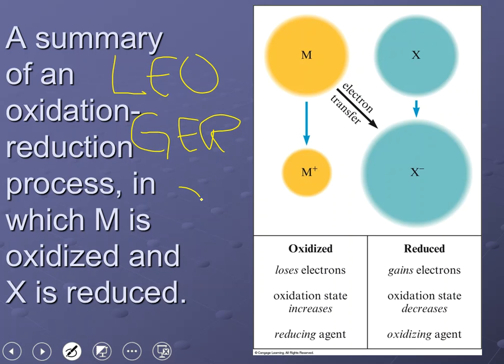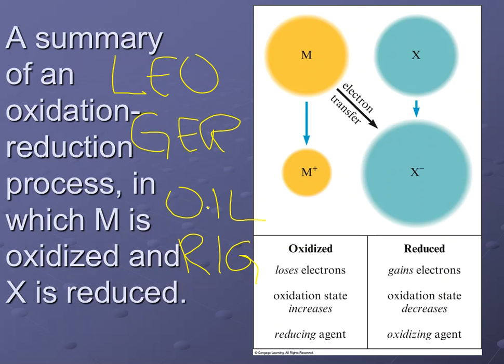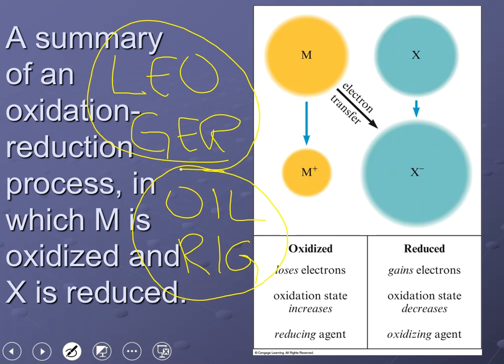Another one that we can learn is OIL RIG. I think these are in your book in the margin somewhere. They talk about these. OIL RIG is oxidation involves loss of electrons, reduction involves gain. So a couple of ways that you can go about trying to remember and put this into your mind for knowing whether something's oxidized or reduced.